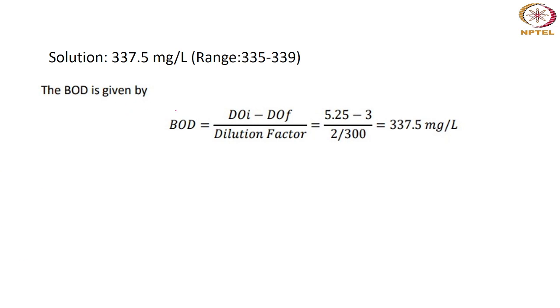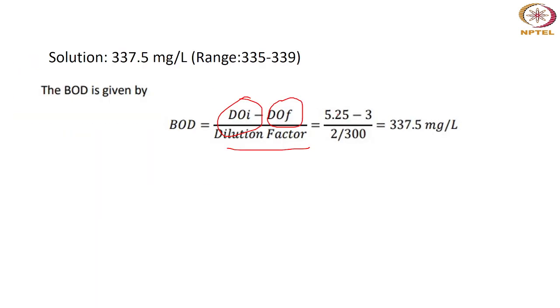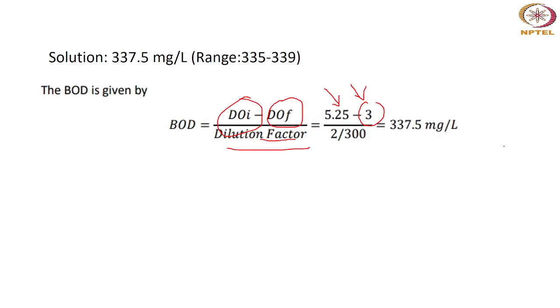BOD is given as DO initial minus DO final, divided by the dilution factor. The DO initial was 5.25 mg per liter, and the final was 3. I am just putting in the values, nothing else. Then how do we calculate the dilution factor? 2 ml of wastewater was added to a 300 ml BOD bottle. So 2 ml of wastewater and total volume was 300 ml, so 298 ml of distilled or pure water was there. The dilution factor will be 2 divided by 300, and I am getting 337.5 mg per liter.